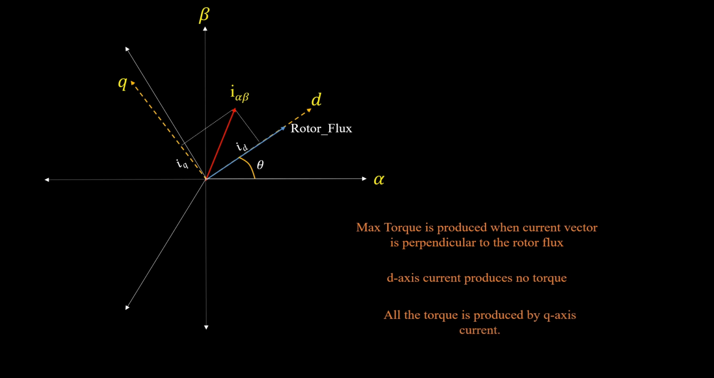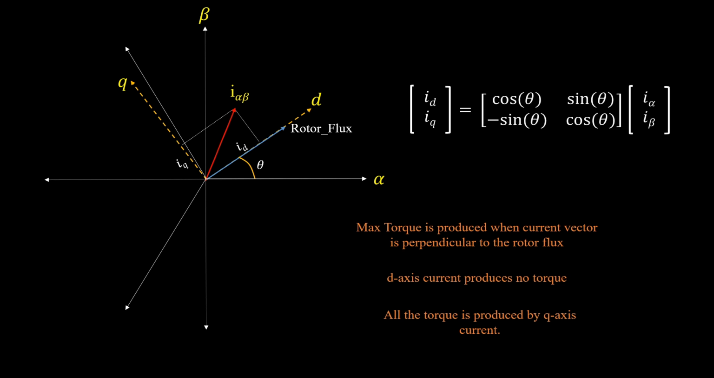We can easily convert I alpha beta into I dq with this transformation. To derive this, all you have to do is find the component of alpha and beta on the D and Q axis. This is called the Park transformation.